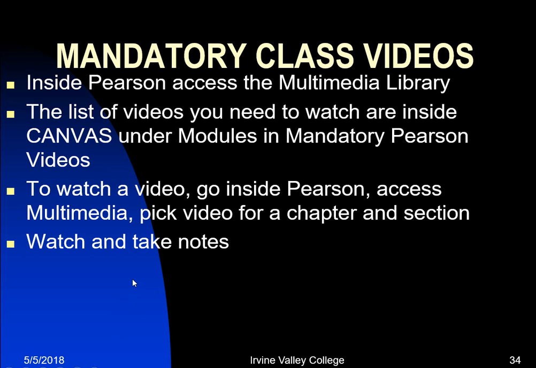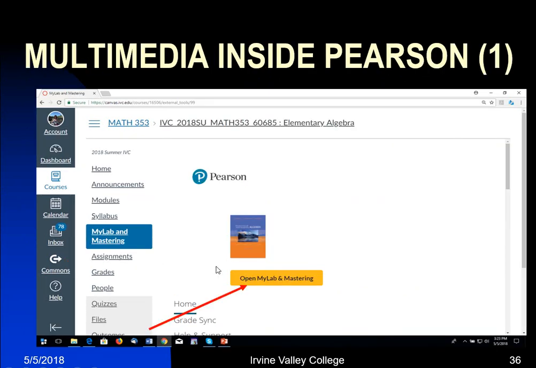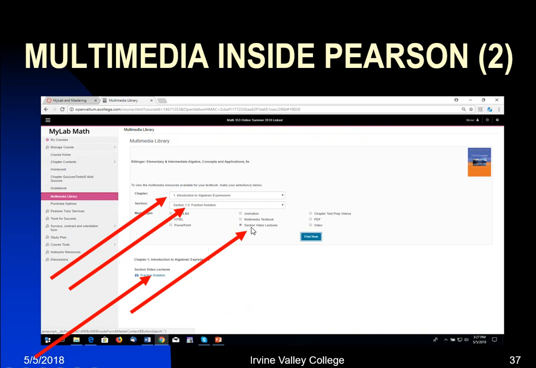Now, the mandatory class videos are inside Pearson. I use MyMathLab and Pearson interchangeably, and there is a list in there for the videos that you need to watch. So what you do for that, you go to MyLab and Mastering, and then open that, and then go to Multimedia, and then pick the chapter that you need to watch. And then when you do search, make sure you put the video button in here, and then it will give you a list, and click on the video and watch it.